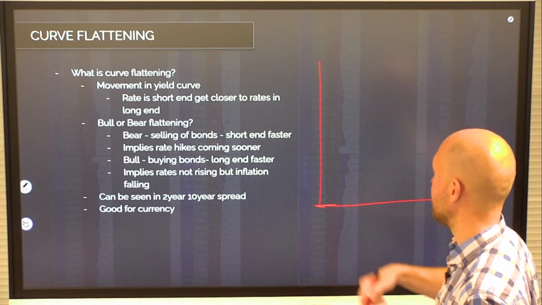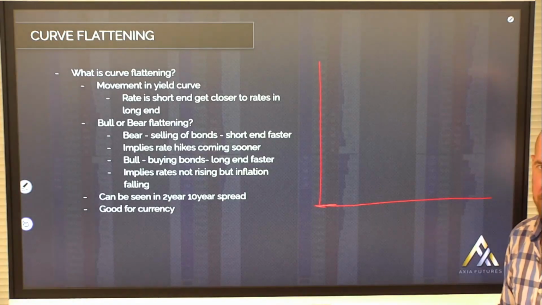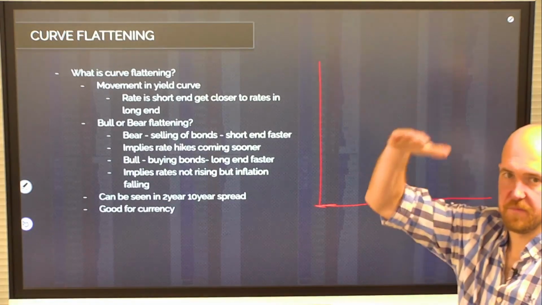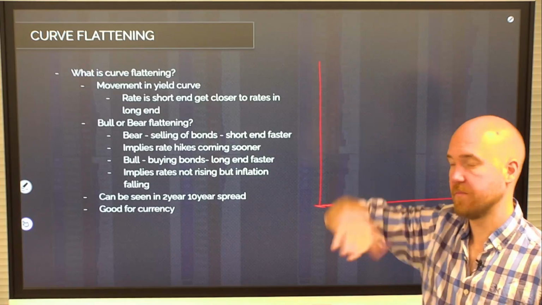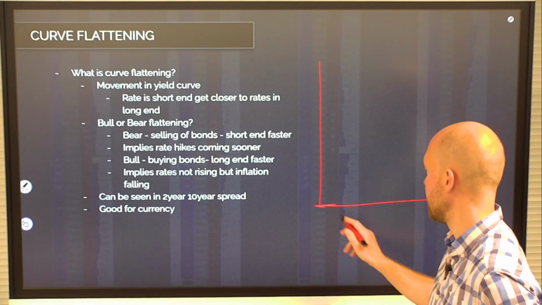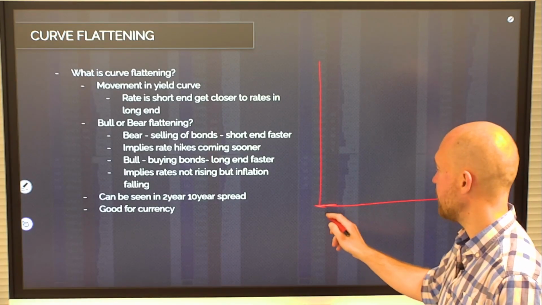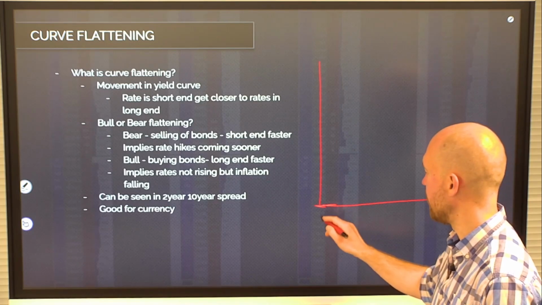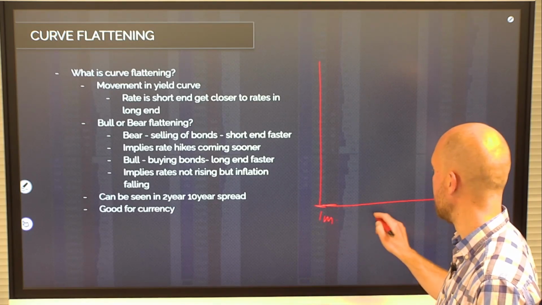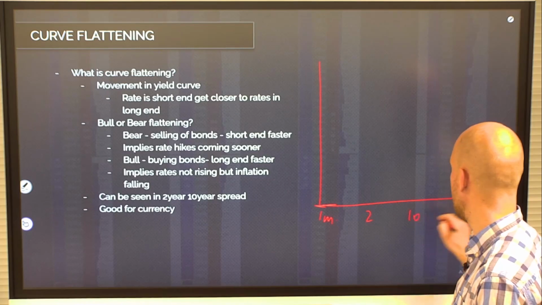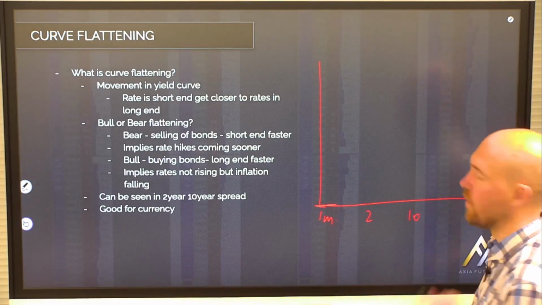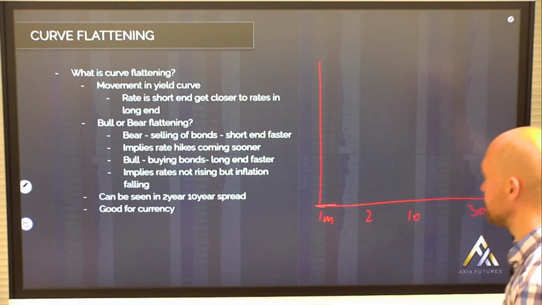Quite simply, if I draw you a little picture here, what people are talking about when they talk about curve flattening is yield curve. And I'll show you yield curves in a moment over the course of this year. Now, the way a yield curve works is it gives you the yield on every bond, from anything from a 1-month bond to a 2-year, to a 10-year, to a 30-year, and onwards, depending upon what country you're in.